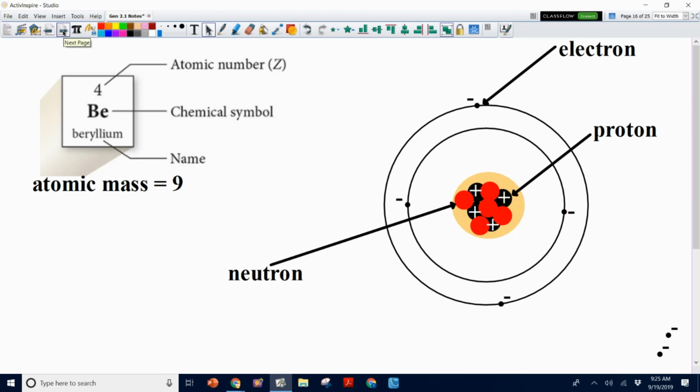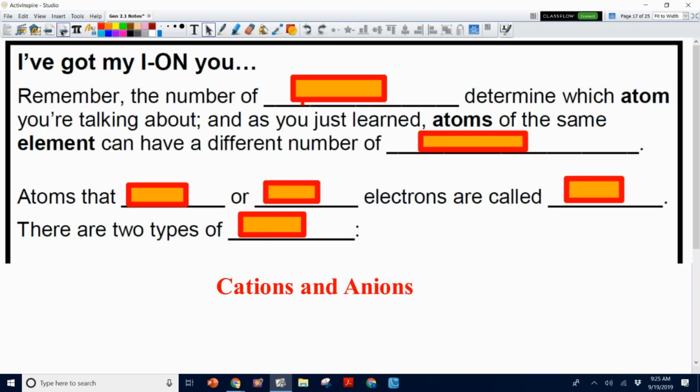Okay, and those two different types of ions, positive and negative, have a name. They're called cations and anions. Cations are positive, and the way you can remember that is because cats have paws. Okay, positive ions are called cations. Anions are negative. Don't say anions. That's not how you pronounce that. It's anions. They're negatively charged ions.